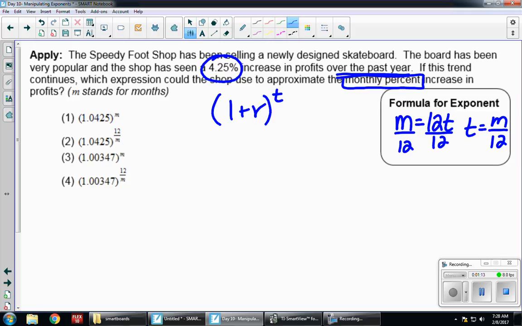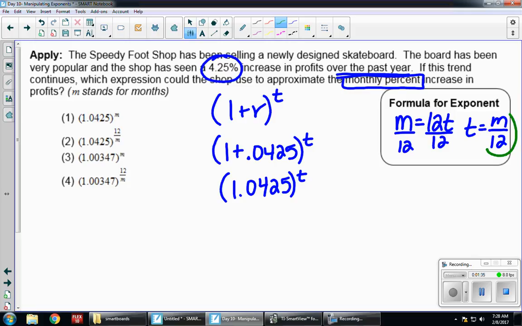So they told me it was 4.25%, which I'm going to convert to a decimal. So 1 plus 0.0425 to the t power. If you add what's inside your parentheses, we're going to end up with 1.0425 to the t. So now what I'm going to do is I'm going to take my new t and replace it. So I have 1.0425 to the m over 12 power.